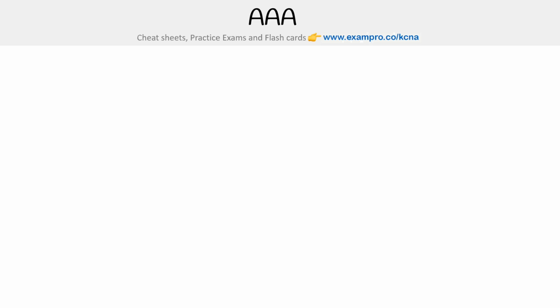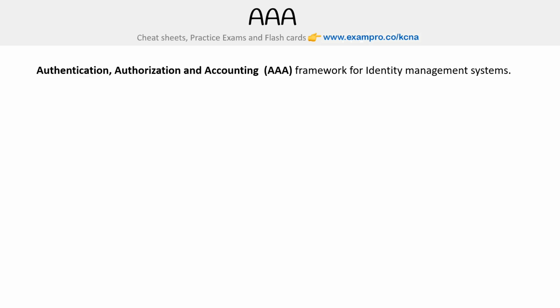All right, let's talk about the concept of the three A's: authentication, authorization, and accounting, a framework for identity management systems. So it's just a security concept that is good to know. And so let's talk about the first one, authentication. This deals with your identity. So this is, how do we know who you are?